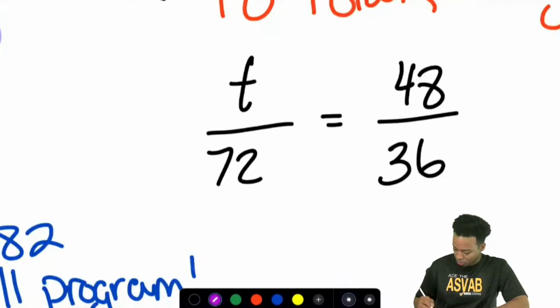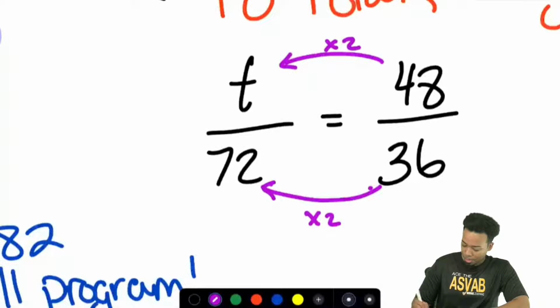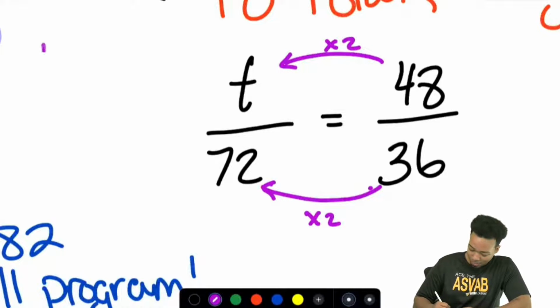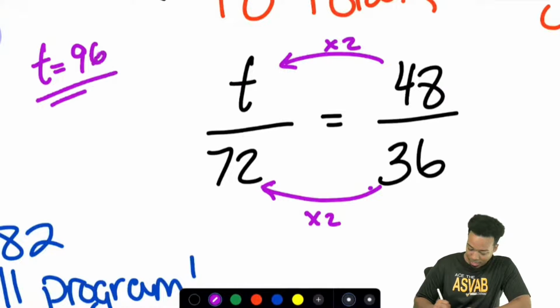So again, we can multiply by 2, and that'll be the same thing up here. As long as you validate it, you're good. 36 times 2 is 72. 48 times 2 is what? 96. And so T would equal 96.